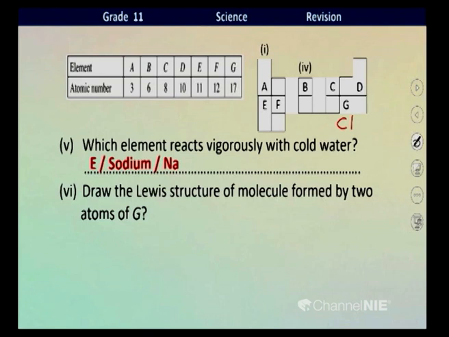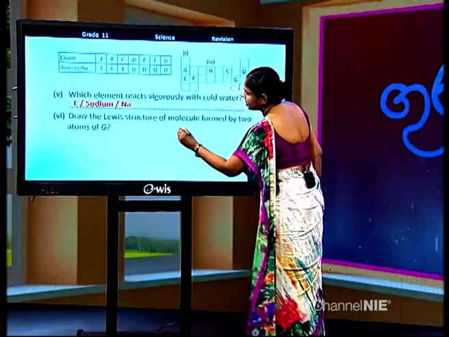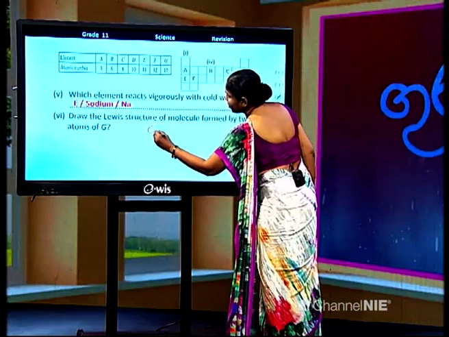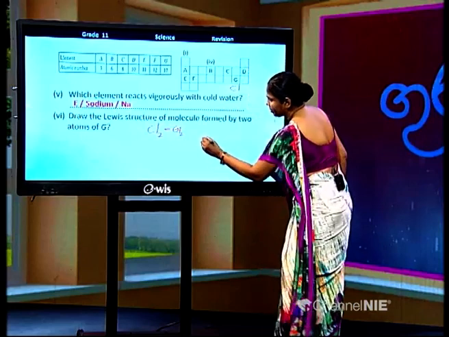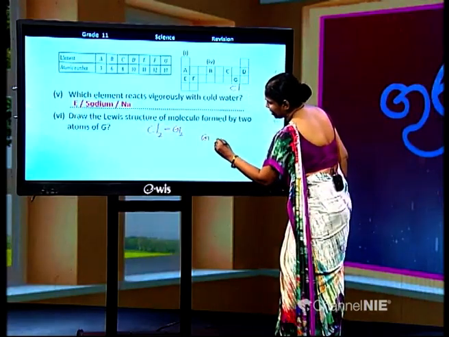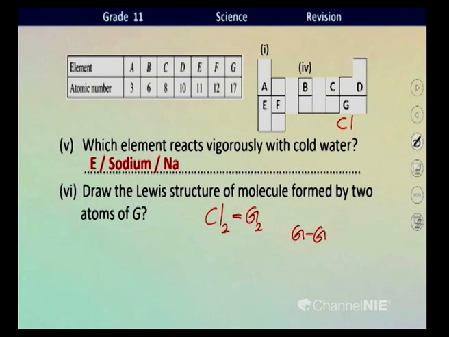Then how to draw the Lewis structure of the Cl2 molecule or G2 molecule? If two atoms are joined, G2. This is how the Cl2 or G2 molecule is formed, right? G–G in between, with a single covalent bond and lone pairs of electrons.